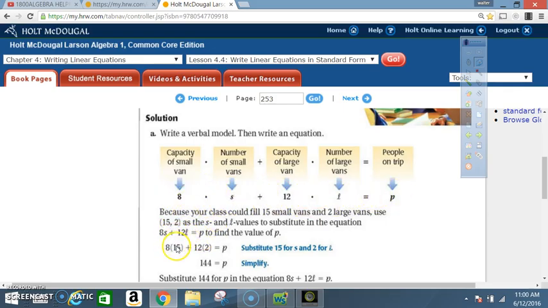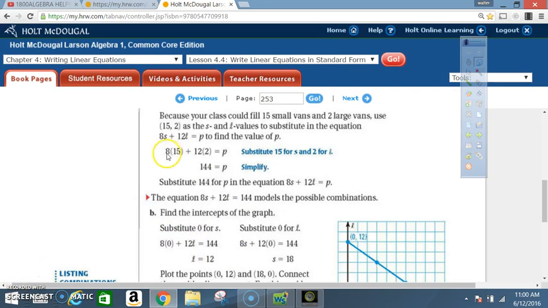So, in place of S, we put 15. In place of L, we put 2. So we get 8 times 15 plus 12 times 2 is equal to P. After multiplying 8 times 15 and 12 times 2, and adding them together, we come up with 144 is equal to P. So substitute 144 for P in the equation 8S plus 12L is equal to P. Now the equation is 8S plus 12L is equal to 144. And this models the possible combinations.